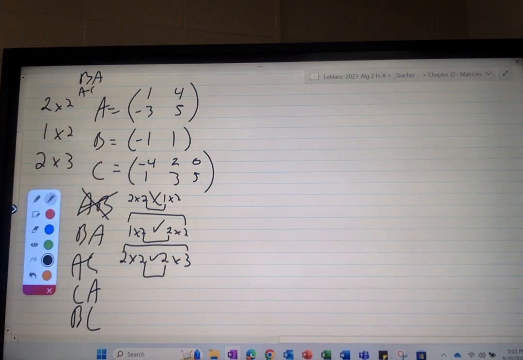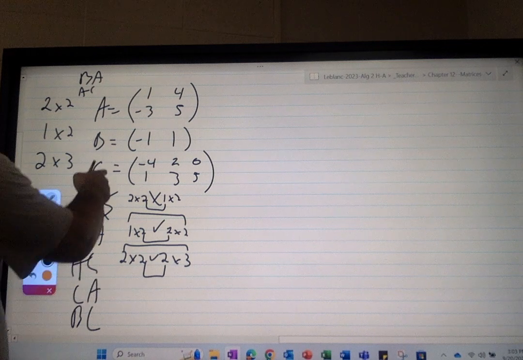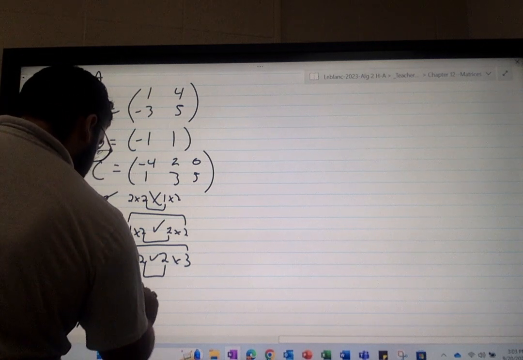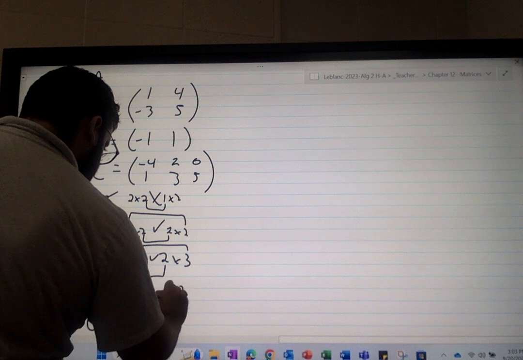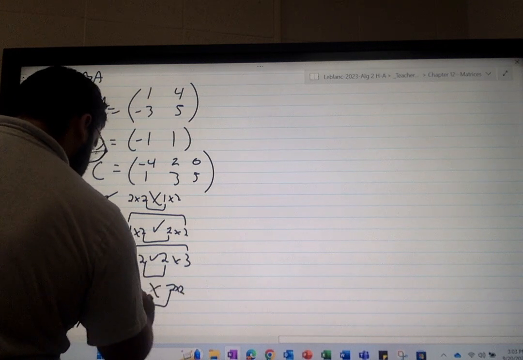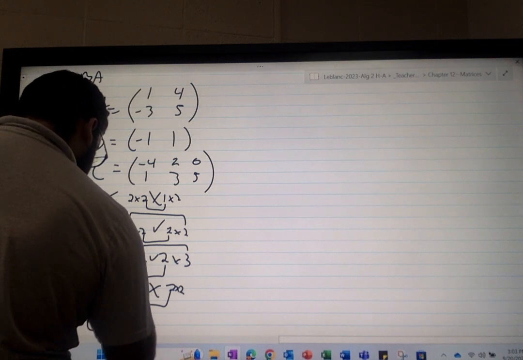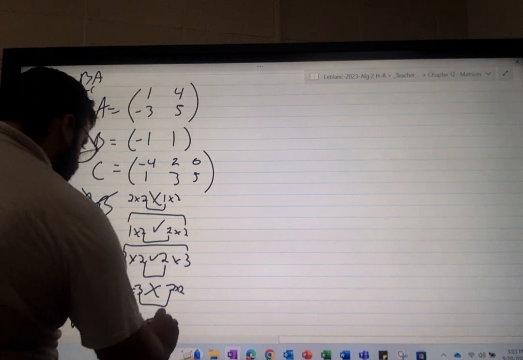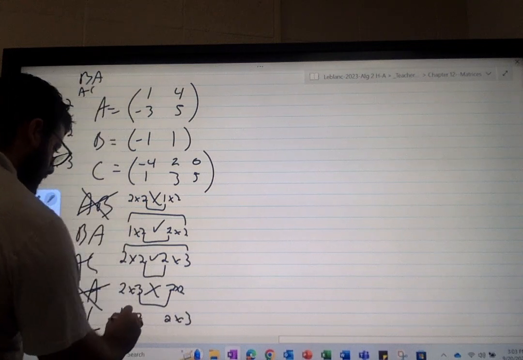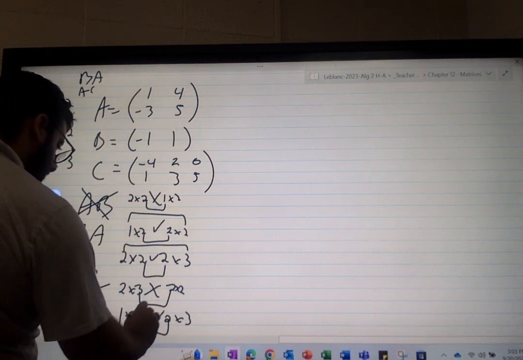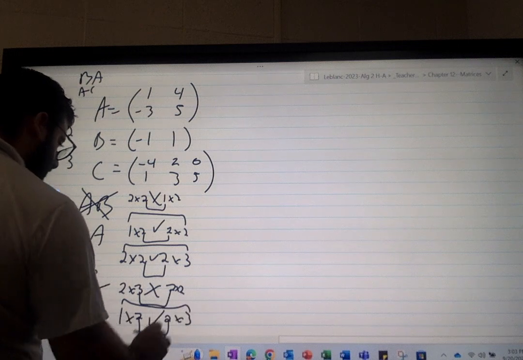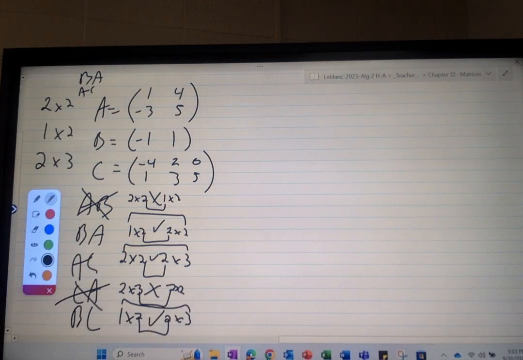C times A. C is 2 by 3. And A is 2 by 2. Inner dimensions don't match. I can't multiply. And then B is a 1 by 2. And then C is a 2 by 3. Check those dimensions out. They check out, which means BC is a 1 by 3 matrix.